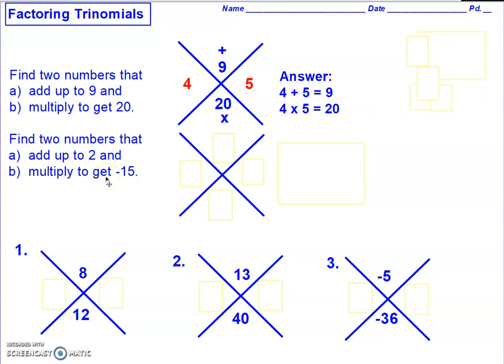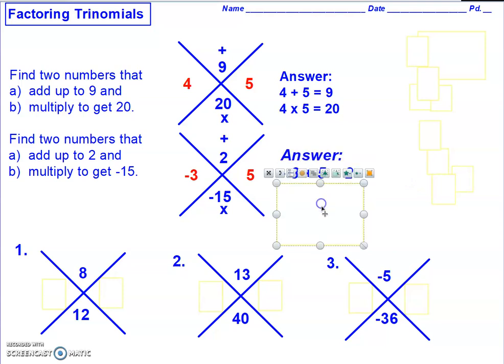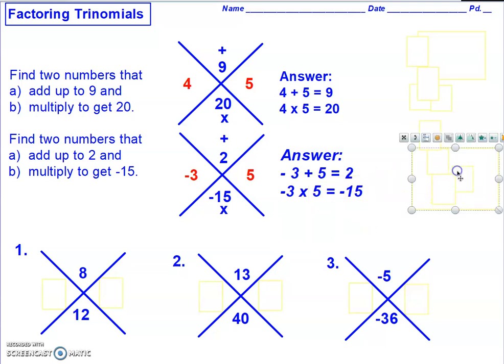Now let's look at another example. This one has negative numbers. We want two numbers that add up to 2 and multiply to give us negative 15. This is a little more tricky. Well, we know we're going to need one positive number and one negative number. Two numbers that add up to 2 and multiply to negative 15, the answer is negative 3 and 5. Let's check. Negative 3 plus 5 equals 2, and negative 3 times 5 equals negative 15. Yes, we've got our two numbers.